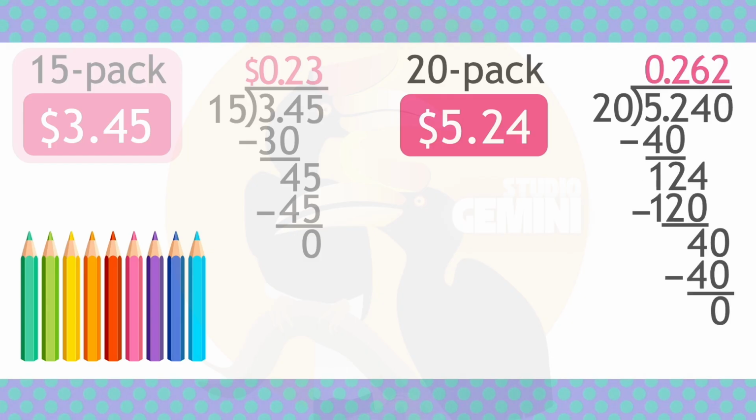You know, since we're dealing with money, to round to the hundredths place. 0.262 is in between 26 cents and 27 cents, but because there's a 2 in the thousandths place, 0.262 rounds to 26 cents. So, the unit price for the 20-pack of pencils is 26 cents.